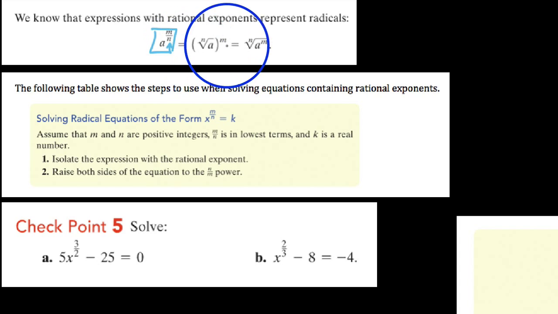Okay, and we're raising that to the mth power, or we could also say that it's the nth root of a to the m. But either way you look at it, we say that the numerator in the rational exponent is the power. And recall that the denominator is the root that we're taking of this. And so rewriting it as a rational exponent is kind of nice because we can actually solve these things pretty simply. So the following table shows the steps used when solving equations containing rational exponents.